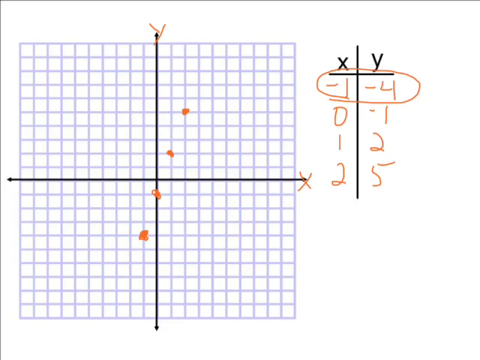And you will see that these form a straight line. My drawing may not be straight, but the ordered pairs are in a straight line because this is a linear equation.